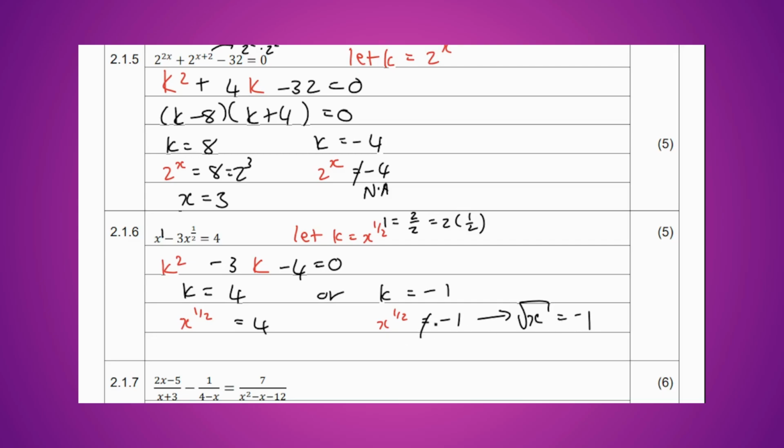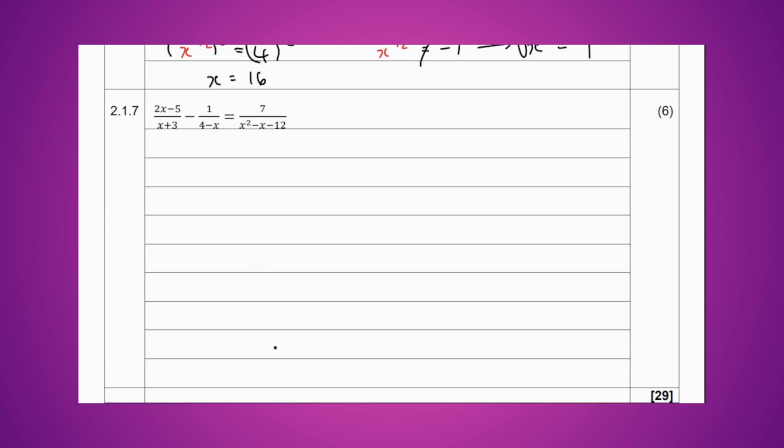So this is NA. Here, this one, okay, 2 is not in the numerator, so it's okay. We just take the reciprocal, which is squaring. So x is 16.